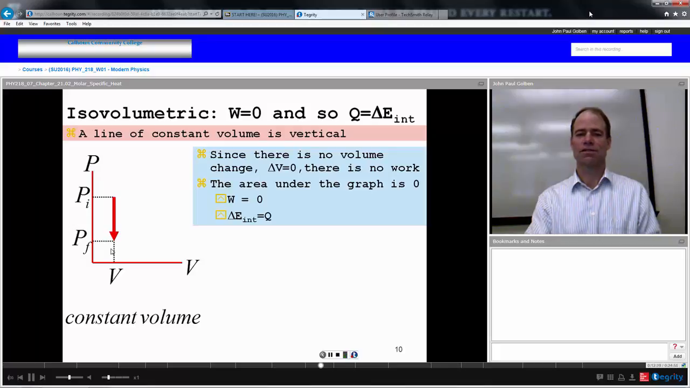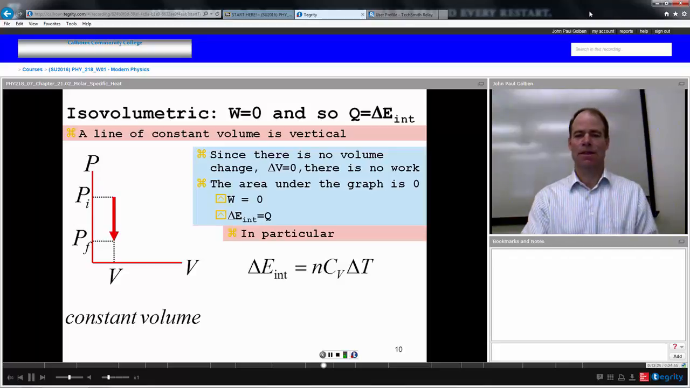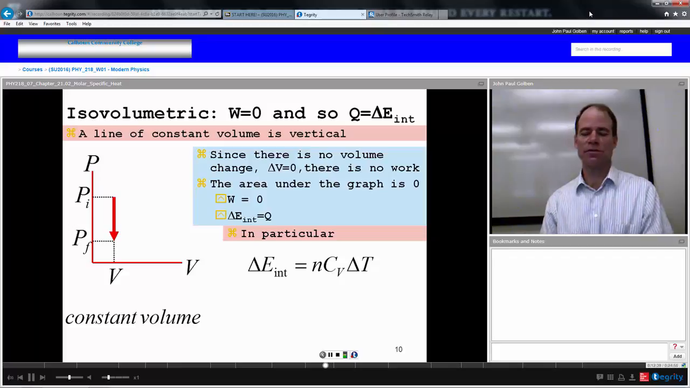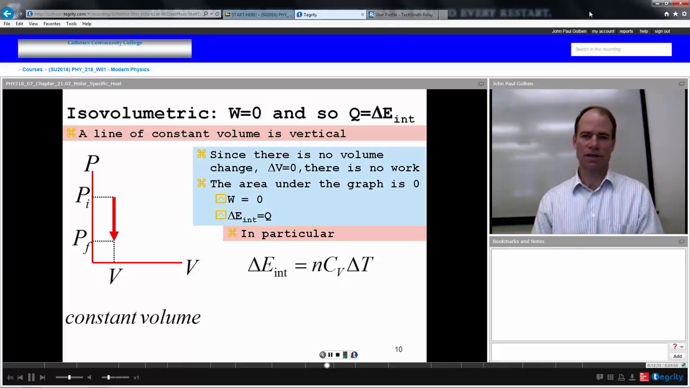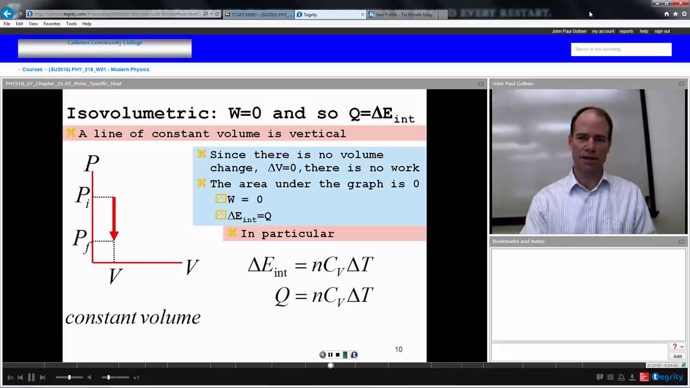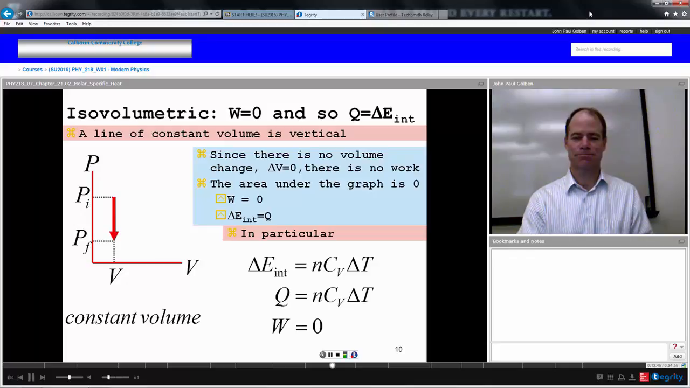So work done is 0. Change in internal energy is equal to the heat added to the system. Now we know in particular that the change in internal energy will be equal to N C sub V delta T, where C sub V is the molar specific heat at constant volume. And in this case, we have constant volume, so Q is also equal to N C sub V delta T. Work done is 0.